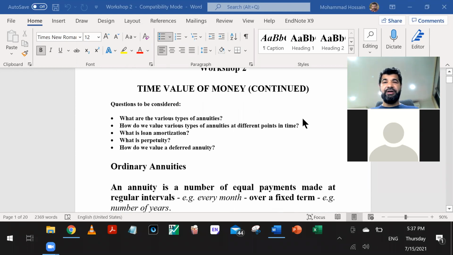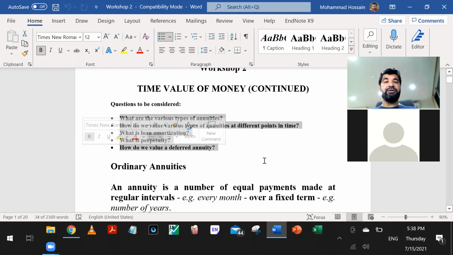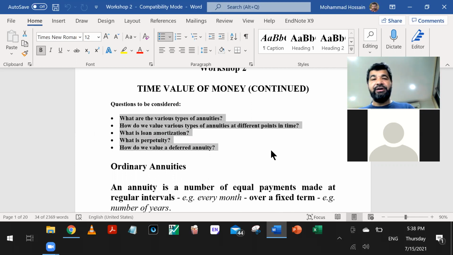The topic we're going to cover today: what are the various types of annuities? Then we'll talk about how we value various types of annuities at different points in time. Then what is loan amortization? What is perpetuity? And how do we value a deferred annuity? So these are the 5 topics we're going to cover today. Stop me anytime when you don't understand or there is anything you want to draw my attention to.